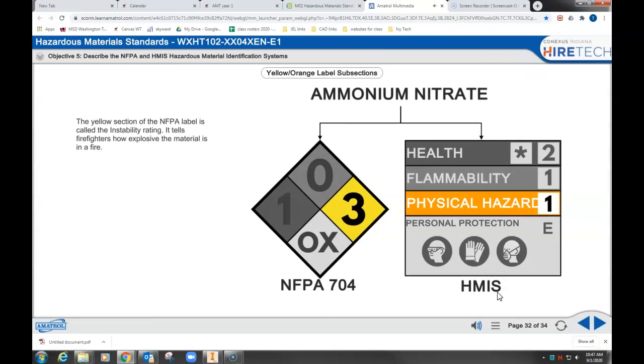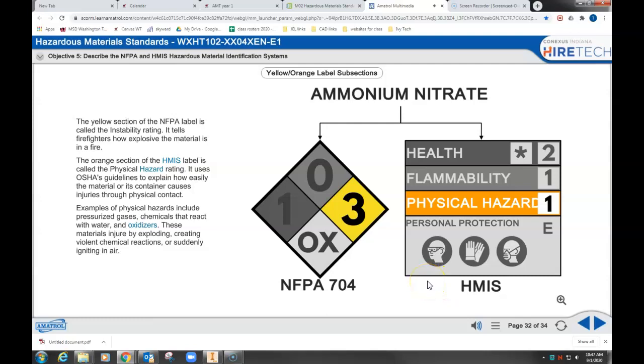The yellow section of the NFPA label is called the instability rating. It tells firefighters how explosive the material is in a fire. The orange section of the HMIS label is called the physical hazard rating. It uses OSHA's guidelines to explain how easily the material or its container causes injuries through physical contact. Examples of physical hazards include pressurized gases, chemicals that react with water, and oxidizers. These materials injure by exploding, creating violent chemical reactions, or suddenly igniting in air.